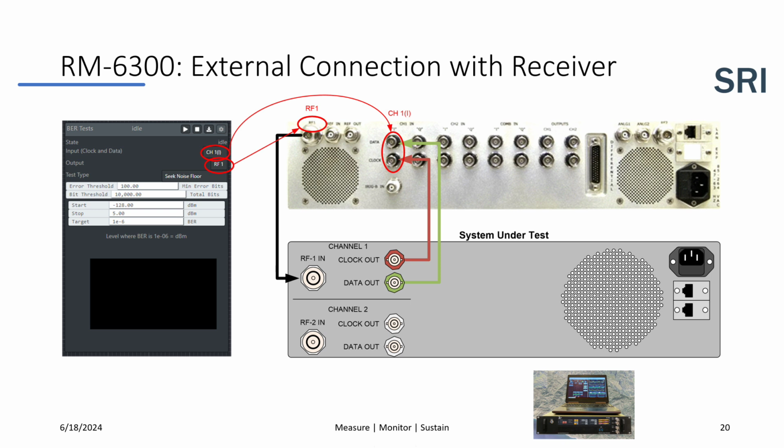For this example, the BER test is configured to use RF1 output and expect clock and data to return for analysis on channel 1I as displayed in the image here. Next, we'll go over briefly what the GUI looks like.